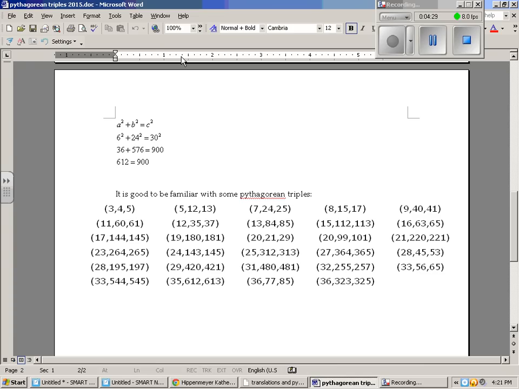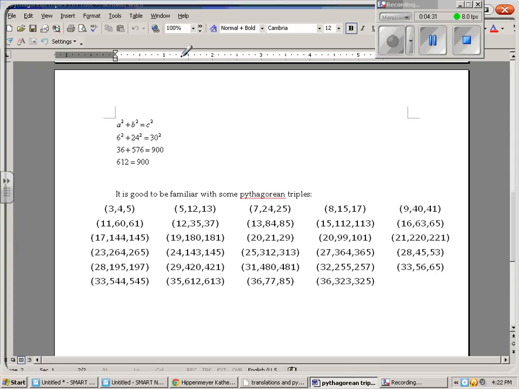So all you're going to do is, if you're given 3 lengths, you're going to plug it into the Pythagorean theorem, making sure that the longest side is put in for c. And then if it's equal, it's a Pythagorean triple, you have a right triangle. If both sides are not equal, then you don't have a right triangle and you don't have a Pythagorean triple.